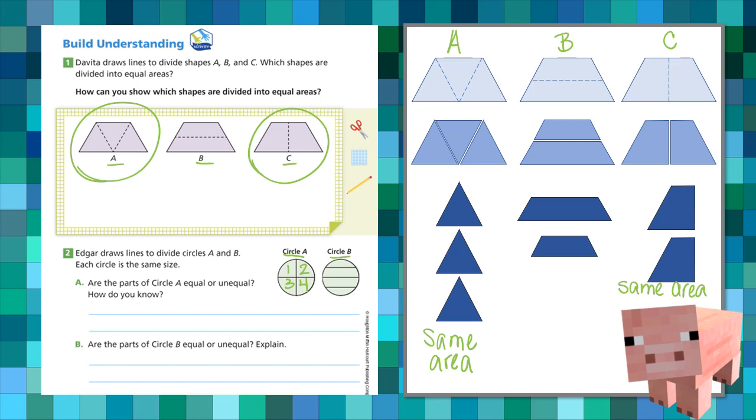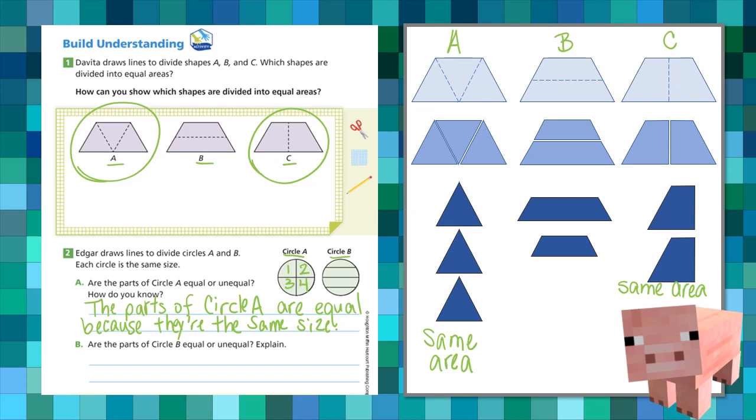It kind of reminds me of a clock, maybe. All the quarters. Oh, that's a good way of looking at it. It does remind me of a clock. The 12, the 3, the 6, and the 9. So you have 4 equal parts in that circle. So they do have the same area. So they're equal. So the parts of circle A are equal because they're the same size. Awesome.